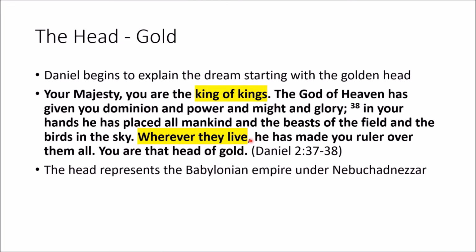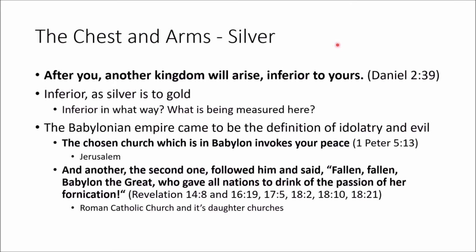He has made you ruler over them all. You are that head of gold. So we know right away that the head represents the Babylonian Empire under Nebuchadnezzar. That one's pretty easy. So the next verse, and it's a very short verse, says, "After you, another kingdom will arise inferior to yours." Now, this word inferior is one of those words that you need to notice in there because there's meaning in that.